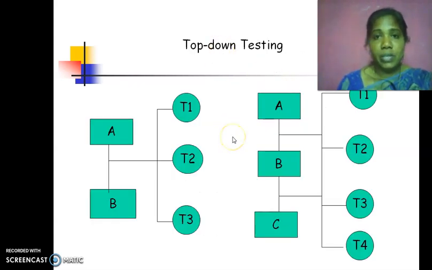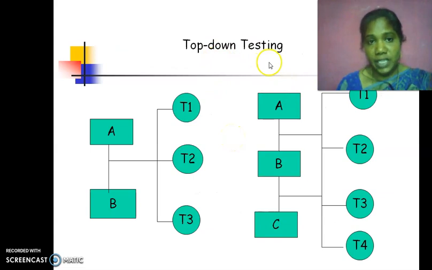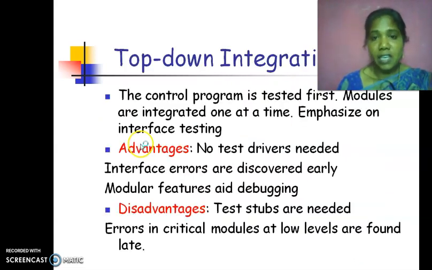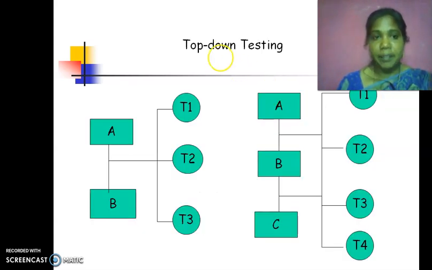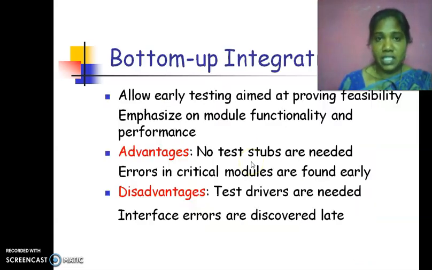This is the pictorial representation of top-down testing. First, the control program is tested. After that, the modules are integrated. This is module A, B, and these are T1, T2, T3. After that, they are integrated. So this is top-down testing.